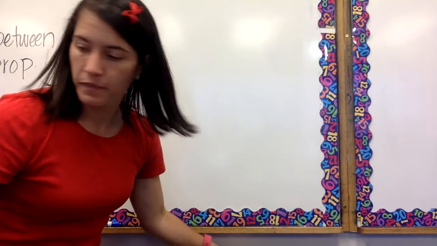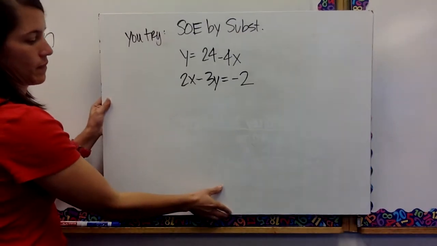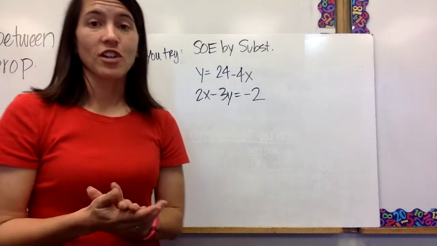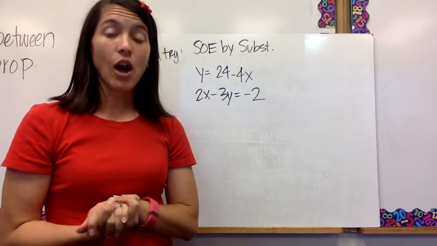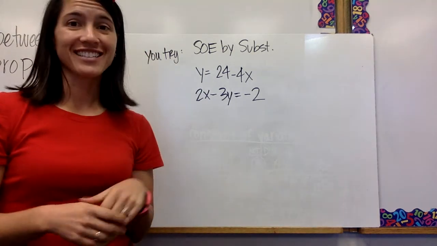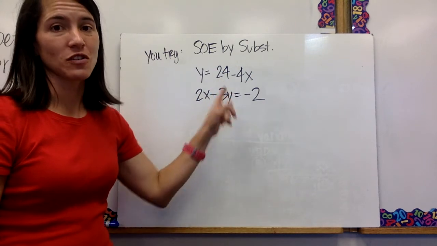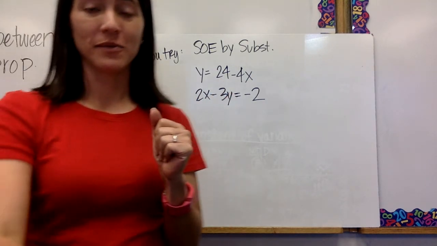All right, last one. Have a you try. Solve the system of equations by substitution. I want you to try it at home, and then we will check and see what you get. So this one's already solved for y, so substitute that into y and come out with your ordered pair.